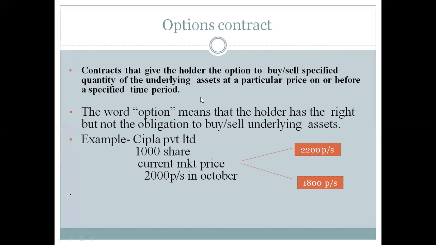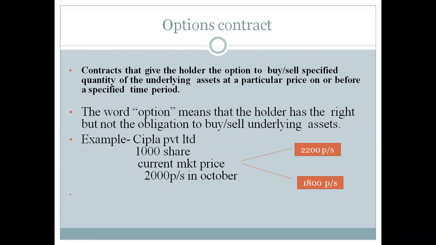The next derivative is options. Option means a contract that gives the holder the option to buy or sell a specified quantity of underlying asset at a particular price on or before a specified time. So what we have understood is that the holder has the right but not the obligation to buy or sell the underlying asset. It is a contract between two parties where one gives the other the right to buy or sell an underlying asset at a specified price and time. Options provide better scope for risk coverage.